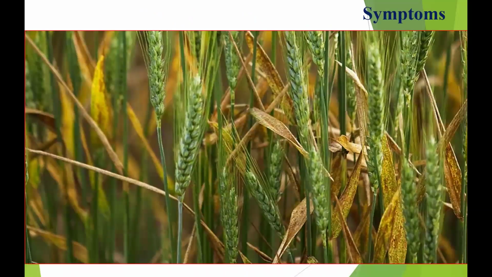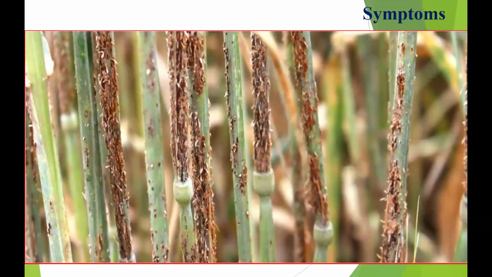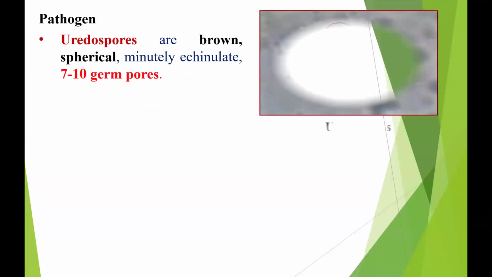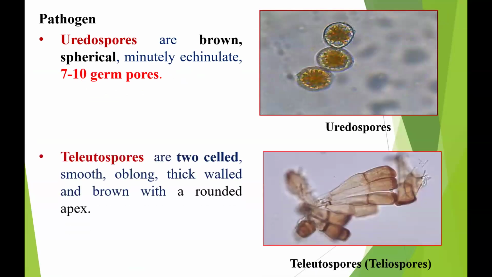And the symptoms are like this. On the leaves, there are brown or orange brown colored pustules, and on stems also. And when we observe this pathogen under the microscope, we can see brown spherical structures which are known as urediospores, and the teliospores are two-celled and oblong, and they have a round apex.